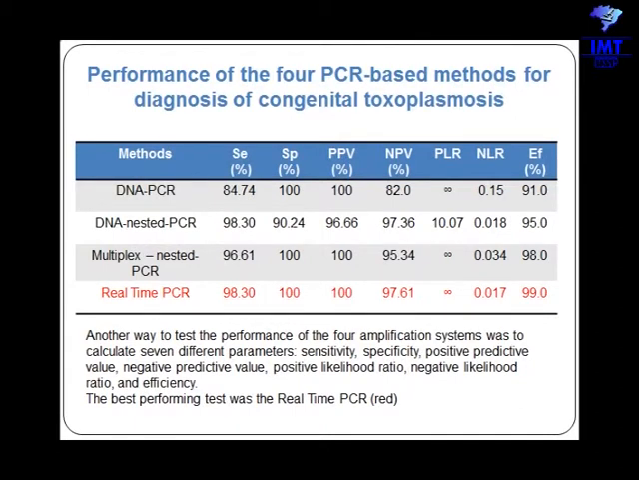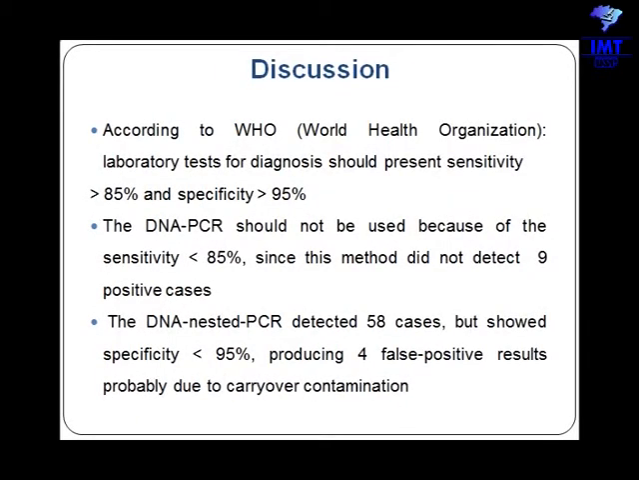Performance of the 4 PCR-based methods for diagnosis of congenital toxoplasmosis. Another way to test the performance of the 4 amplification systems is to calculate 7 different parameters: sensitivity, specificity, positive predictive value, negative predictive value, positive likelihood ratio, negative likelihood ratio, and efficiency. The best performing test was the real-time PCR.